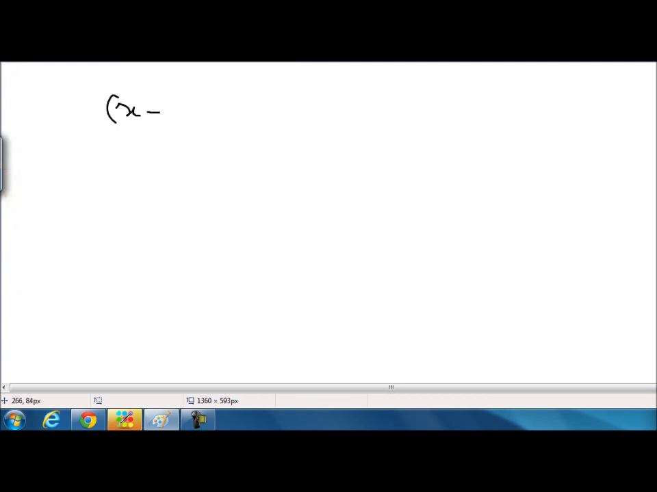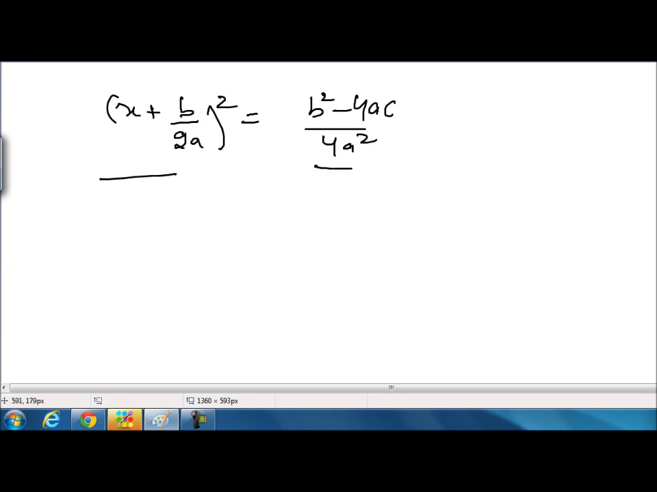We have x plus b divided by 2a whole square is equal to b square minus 4ac divided by 4a square. So in order to solve for x, we take the square root on both sides.